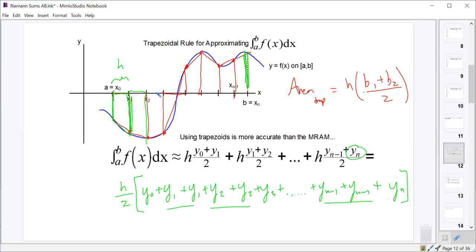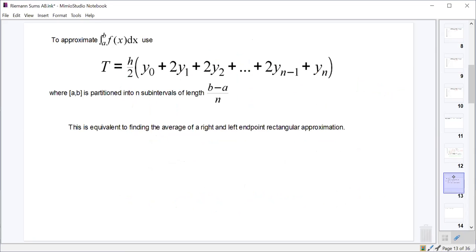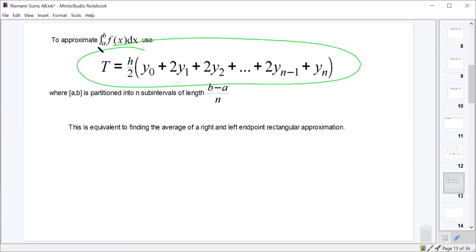So we could rewrite this as y0 plus 2y1 plus 2y2 plus 2y3, and so on to 2y sub n minus 1 plus only 1 y sub n. And we could adjust that formula to look like this. And this is the normal formula that we will use as the trapezoidal approximation for the area underneath the curve when all of the subintervals are of equal length. Okay, so that's the formula that you're going to want to know and be able to use.